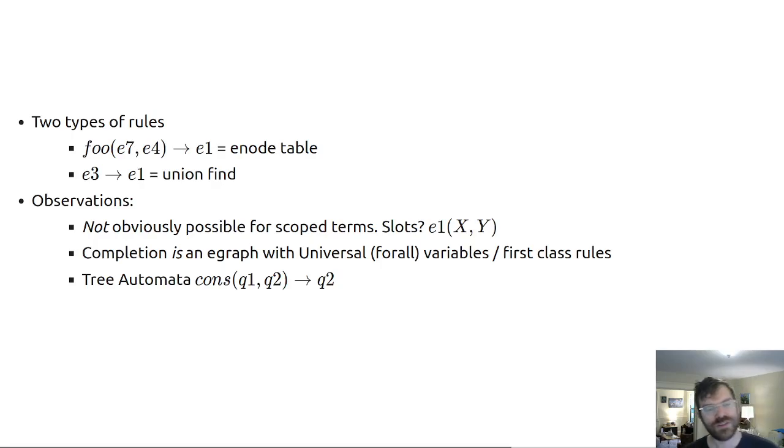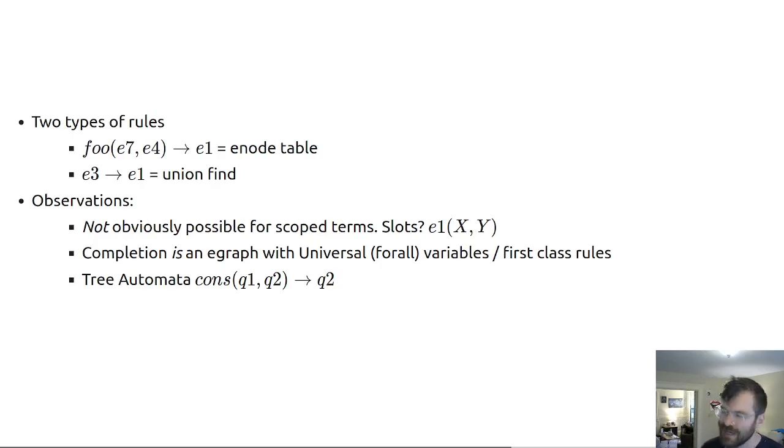I'll also note this correspondence. I showed how eGraphs are a subcase of completion, but we can also look at this as completion being a generalization of eGraphs, where if you wanted an eGraph with universal for all variables or first class rules, completion is kind of that eGraph. Also, this connects back to a story that's been discussed a couple times at previous eGraph conferences and online in a couple papers about tree automata and their correspondence to eGraphs.